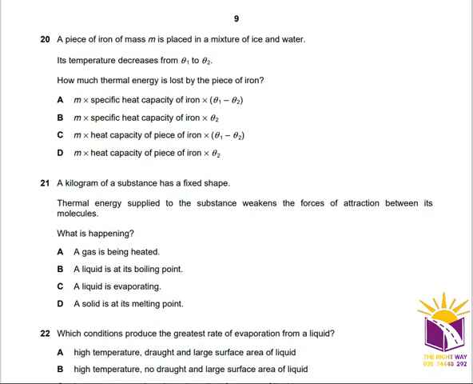Question number 20. A piece of iron of mass m is placed in a mixture of ice and water. Its temperature decreases from θ1 to θ2. How much thermal energy is lost by the piece of iron? It will be equal to delta Q is equal to mc delta T. Here c is the specific heat capacity.